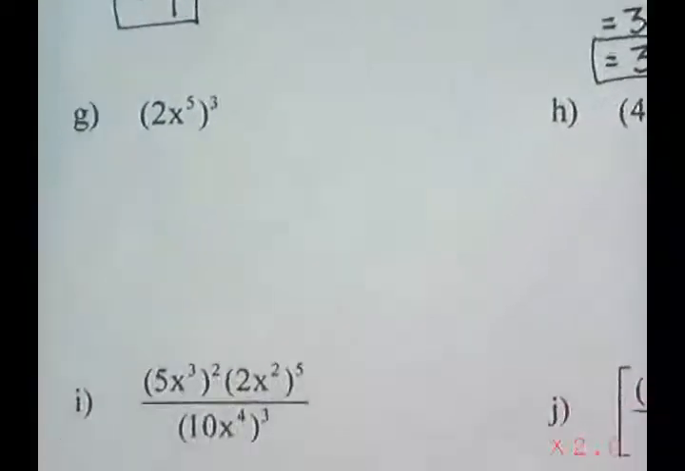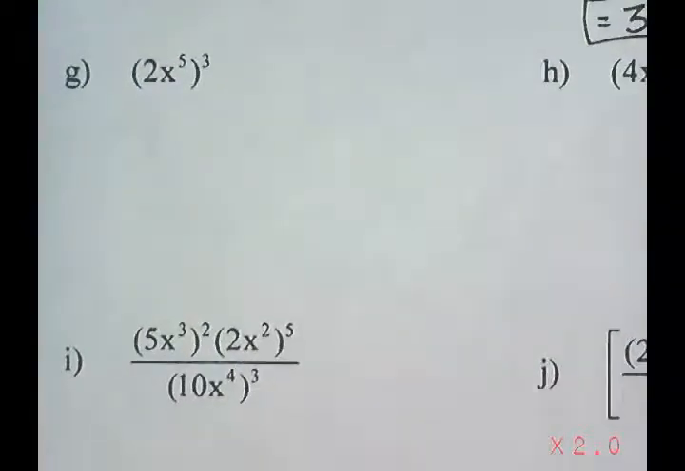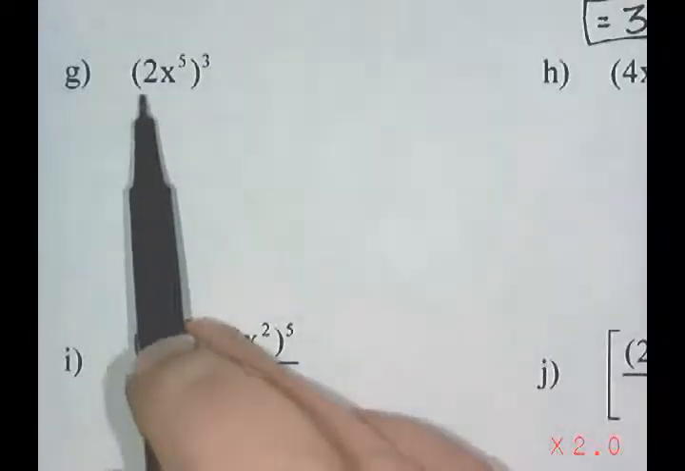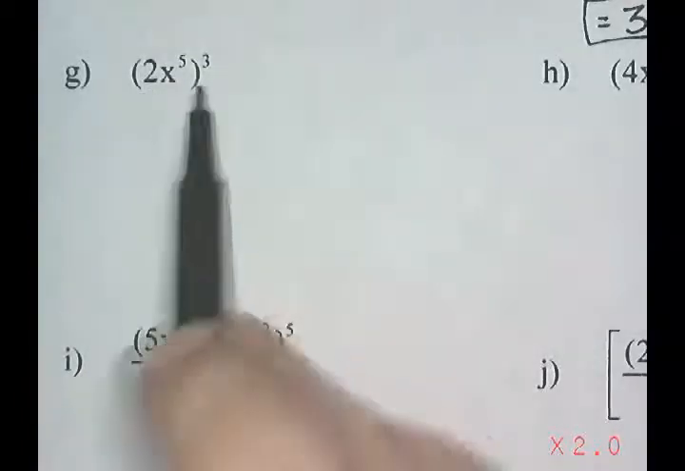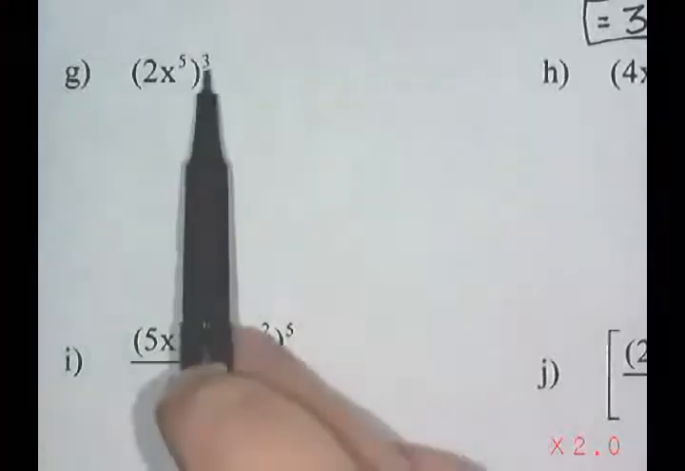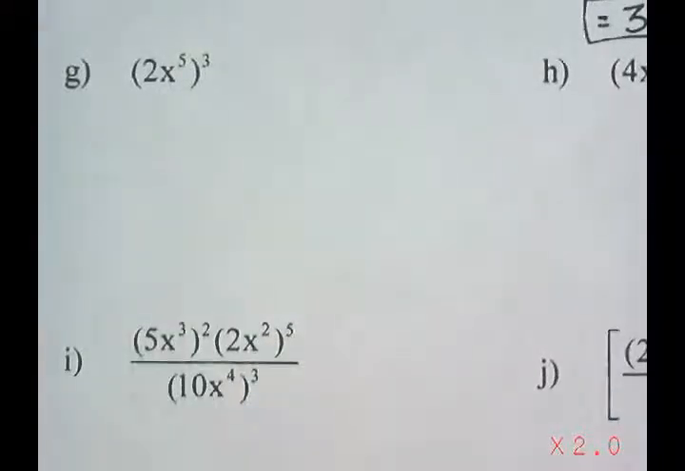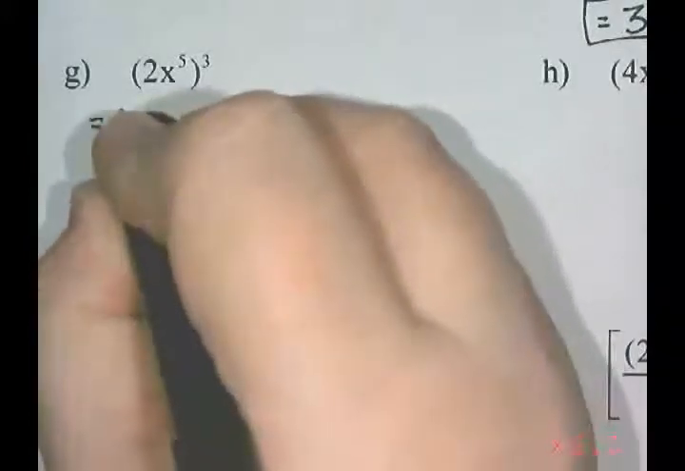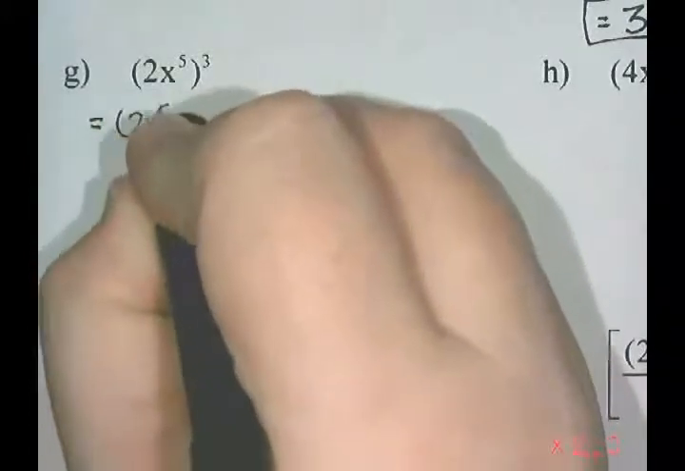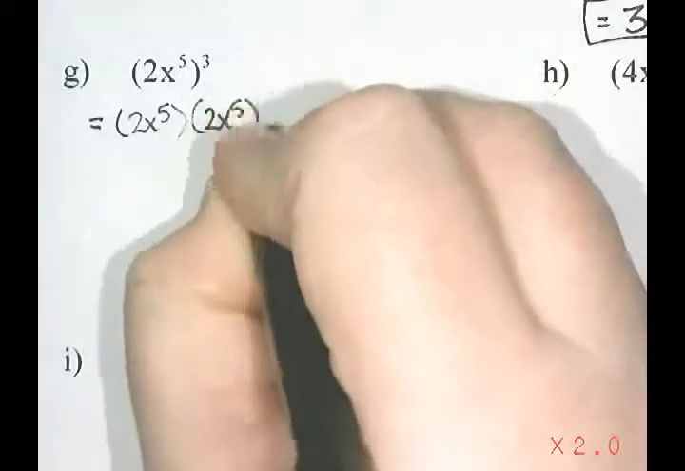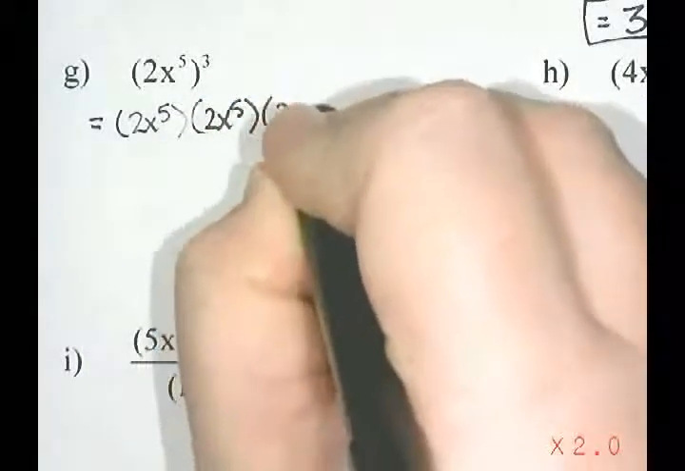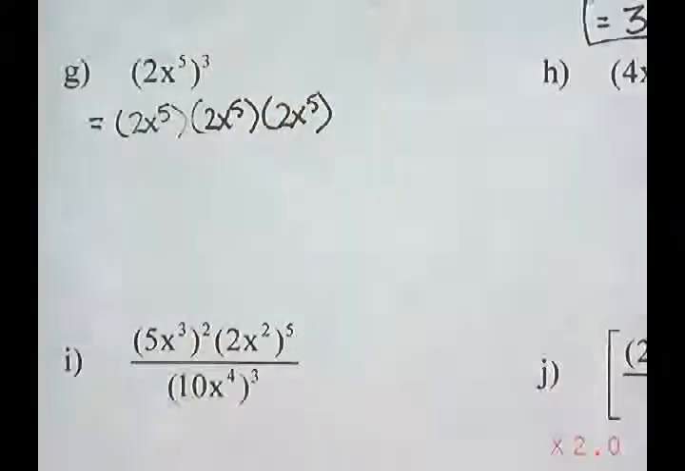All right, the next two, we have powers on powers, but we also have coefficients. So for this one, I'm actually going to write it out 3 times, see what I get, and then we'll look at how to do it with the exponent law. So 2x to the power of 5 would be 2x to the 5 times 2x to the 5 times 2x to the 5, 3 times because it's to the power of 3.